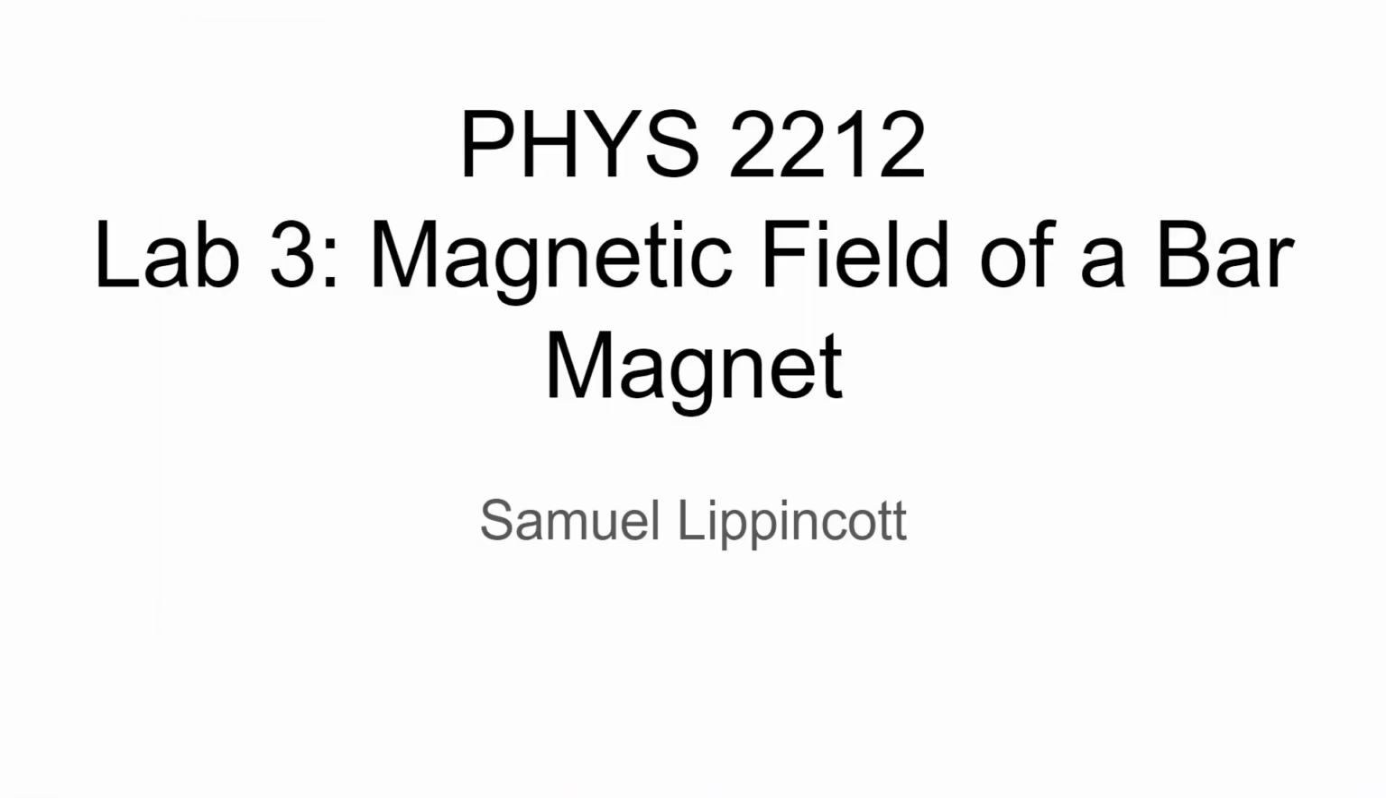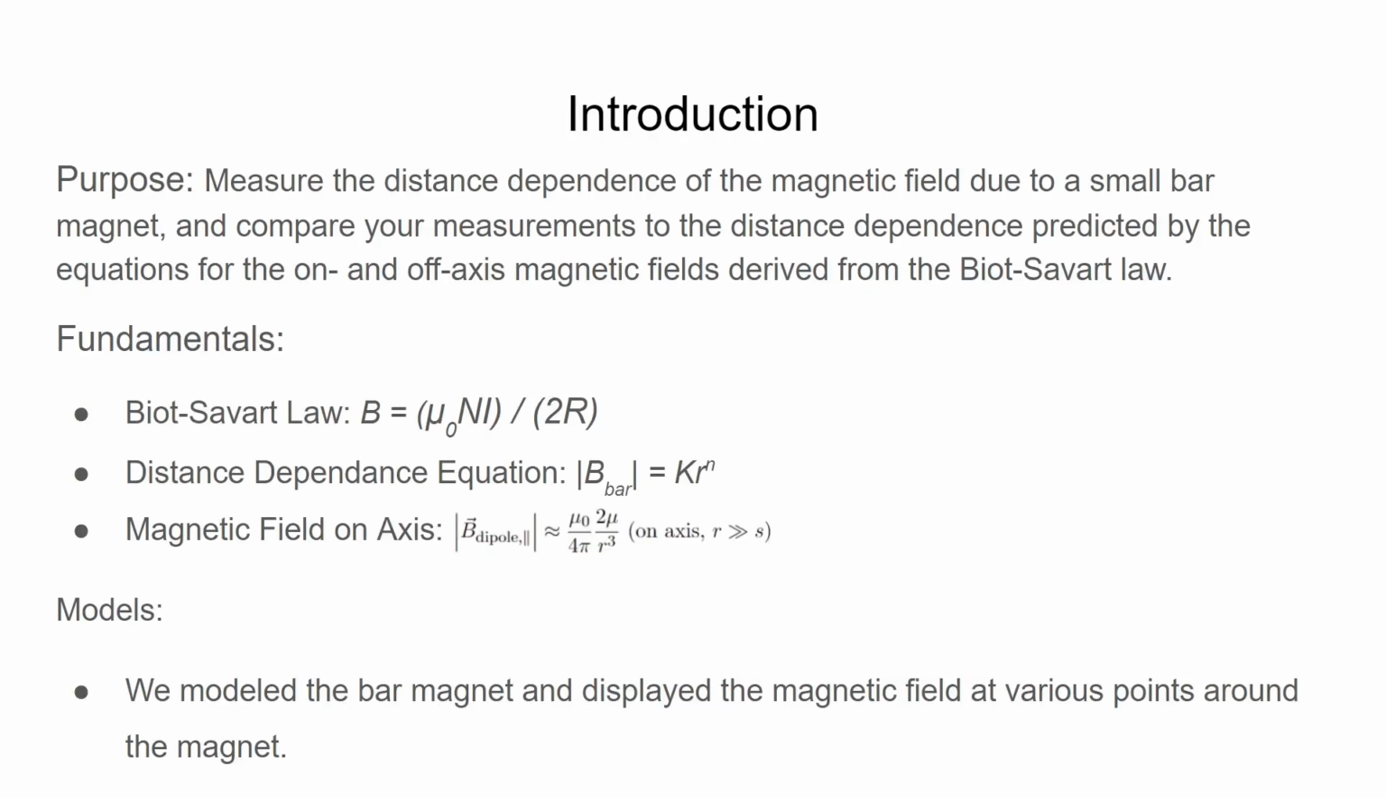Physics 2212, Lab 3, Magnetic Field of a Bar Magnet. Introduction. Here's our purpose. Measure the distance dependence of the magnetic field due to a small bar magnet and compare your measurements to the distance dependence predicted by the equations for the on and off axis magnetic fields derived from the Biot-Savart law. The fundamentals we use in this lab.